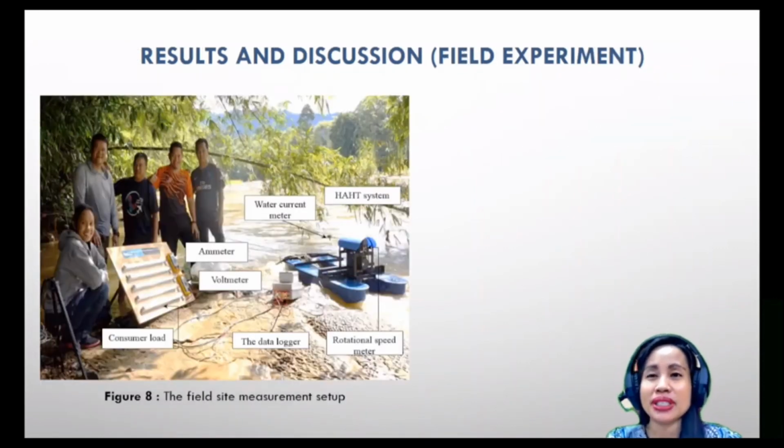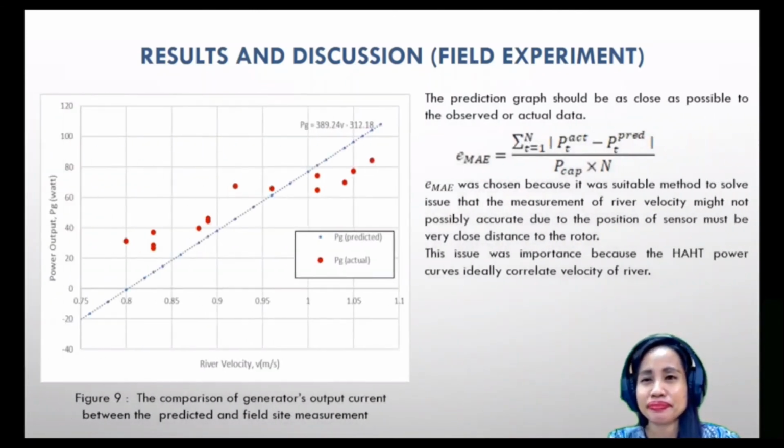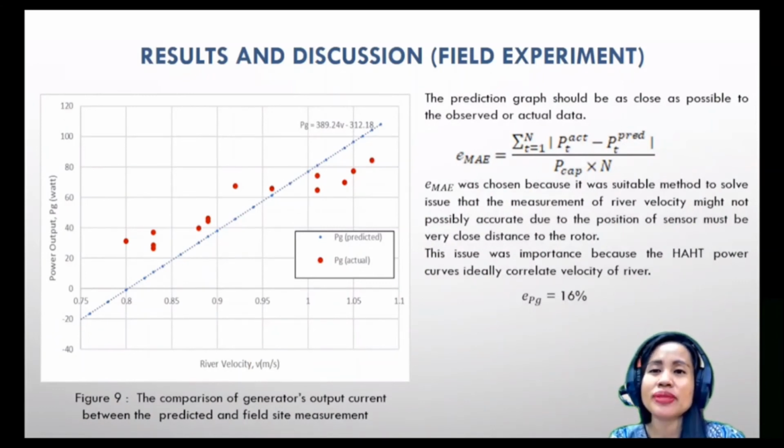The field site measurement data was filtered and selected from lambda values around 4.8 to 5.1. After data treatment, we compared the prediction graph with the measurement data from the field site, shown in figure 9. The prediction graph should be as close as possible to the observed or actual data.